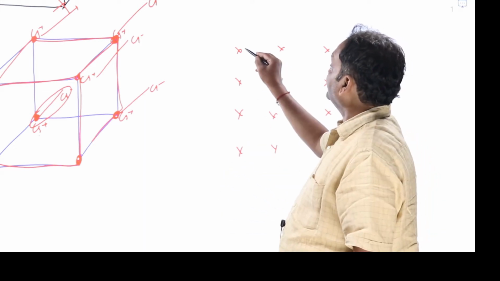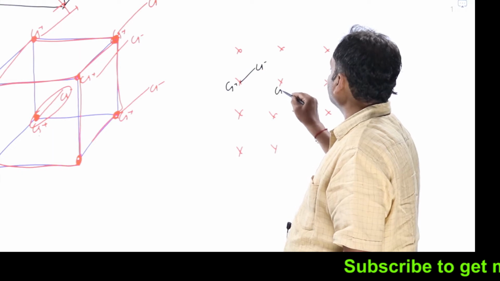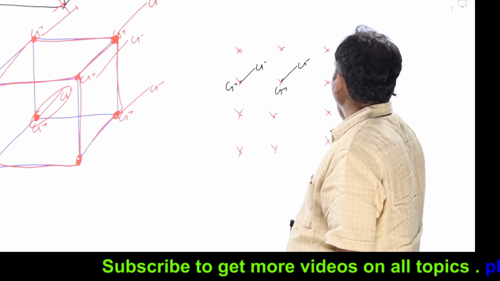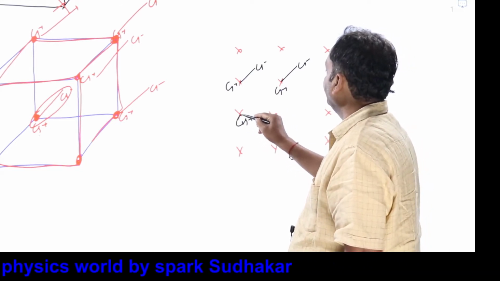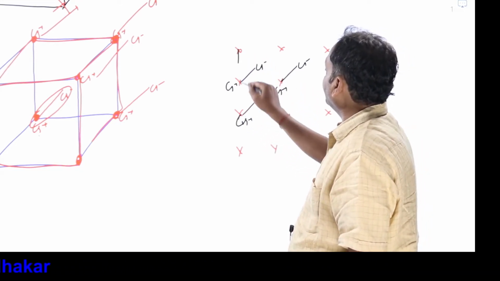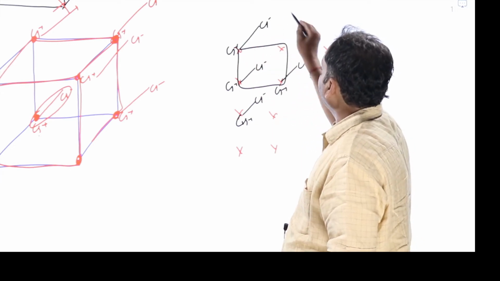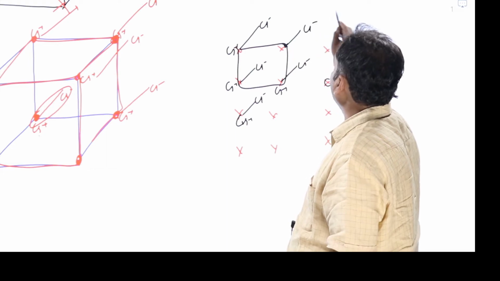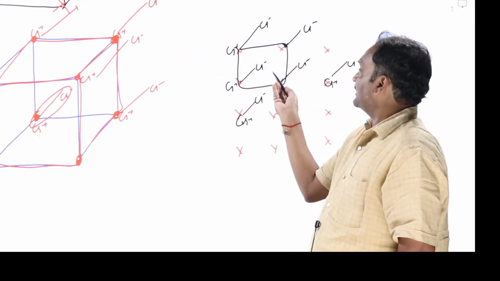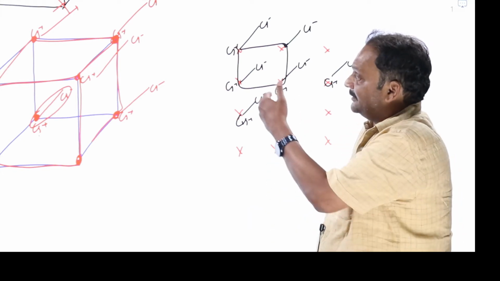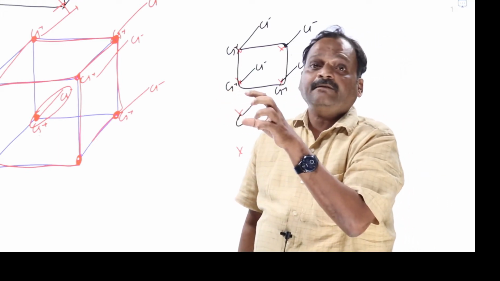Means what do? One Cs+ I'll put here, one Cl- here, one Cs+ here, one Cl- here. Okay, one Cs+ here, one Cl- here, one Cs+ here and one Cl- here. If I consider this structure, Cs+ ions will be on the corners and Cl- ions will be at the body center. What we have drawn in the earliest case, that picture will come here. So a crystallographer simplifies a complicated structure by increasing the number of atoms in the basis.